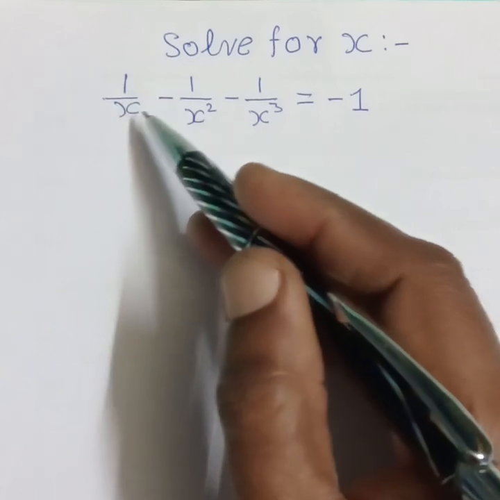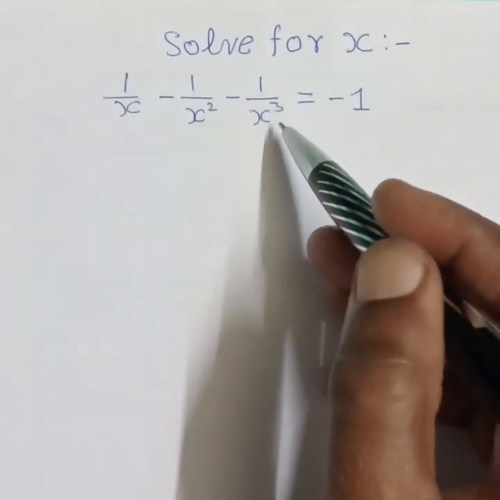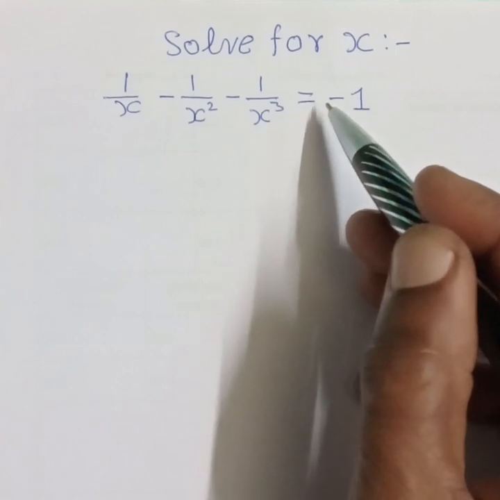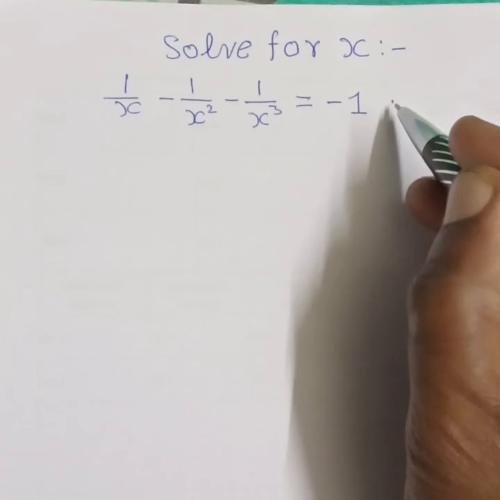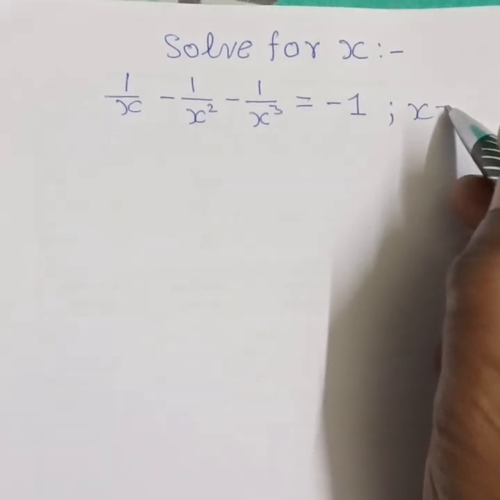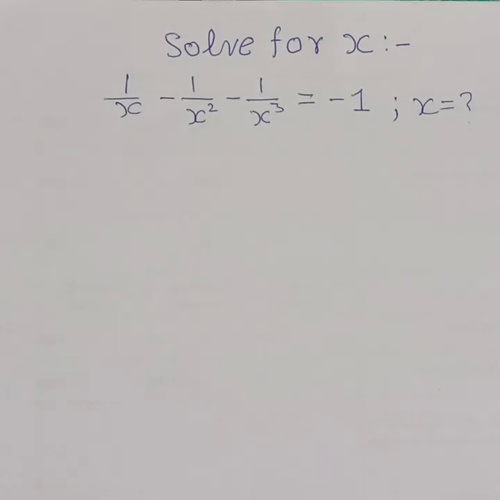Given 1/x − 1/x² − 1/x³ = −1, then what is the value of x? Now, solution.